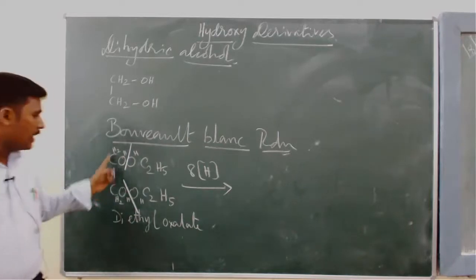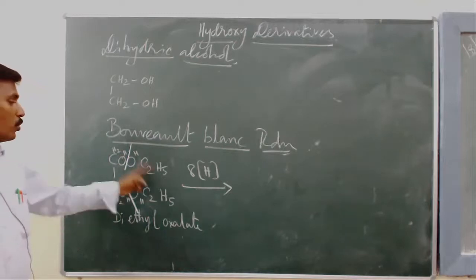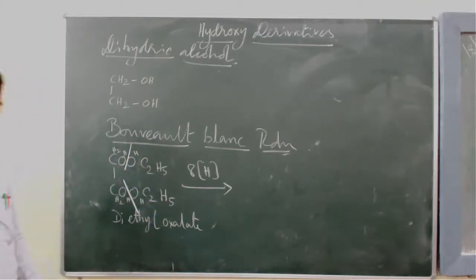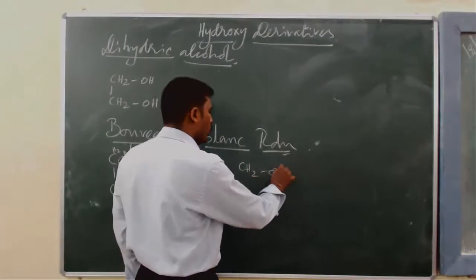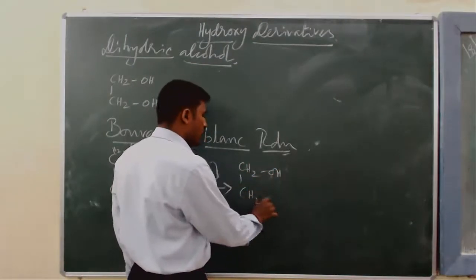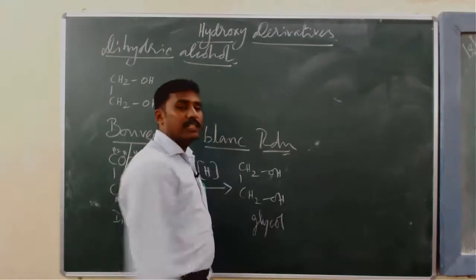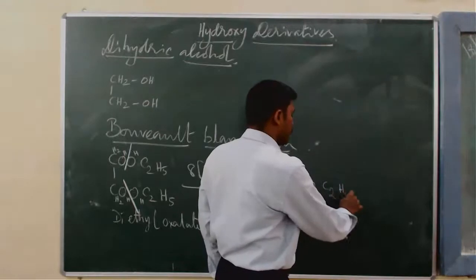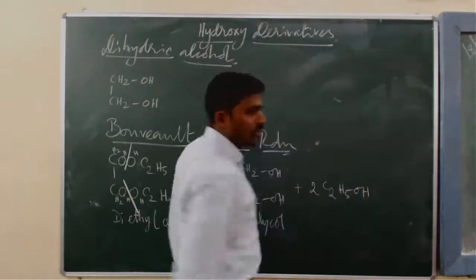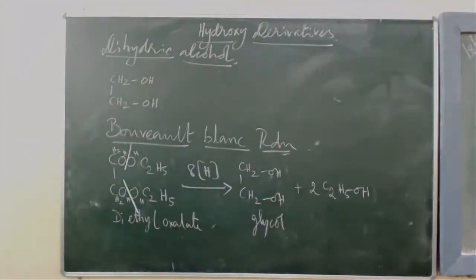Now product is CH2OH, CH2OH, glycol, and 2 molecules of ethyl alcohol. So CH2OH and CH2OH, namely glycol, nothing but ethylene glycol, plus 2 molecules of C2H5OH, ethyl alcohol. This is the product. Nothing but Bouveault-Blanc reduction reaction.